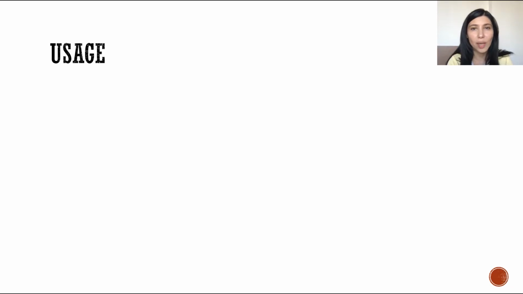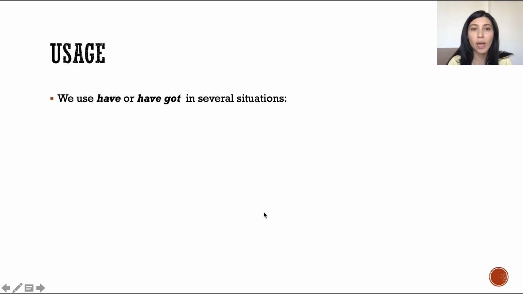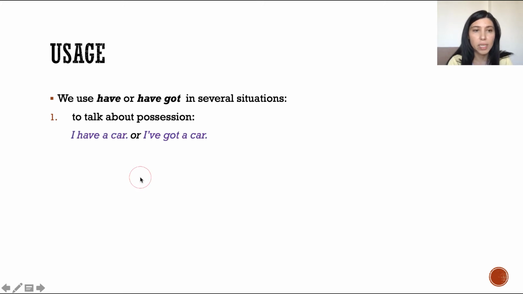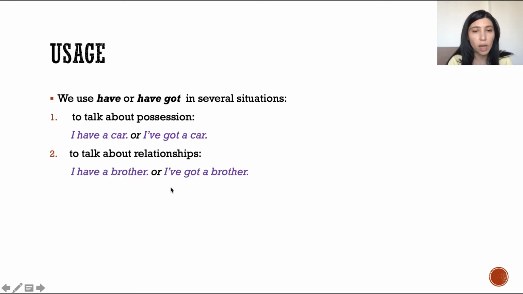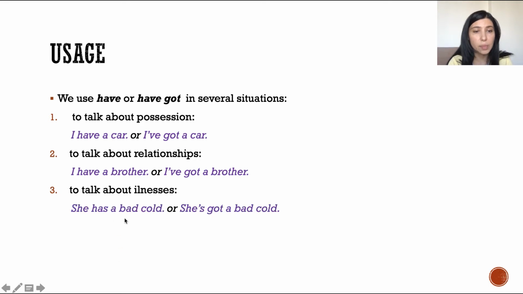Now let's move on to talk about usage. We use have or have got in several situations. To talk about possession, for example, I have a car or I've got a car. To talk about relationships, I have a brother or I've got a brother. To talk about illnesses, for example, she has a bad cold or she's got a bad cold.